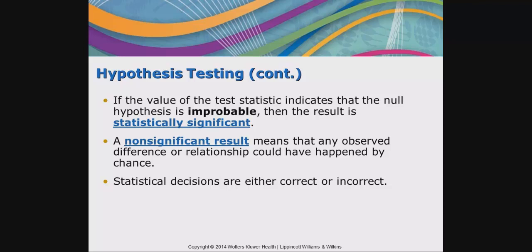Now this is where you're going to see those p-values that we talked about earlier. The most common one used is a p equals 0.05, because the level of significance is really the probability of rejecting a null hypothesis when it is true.